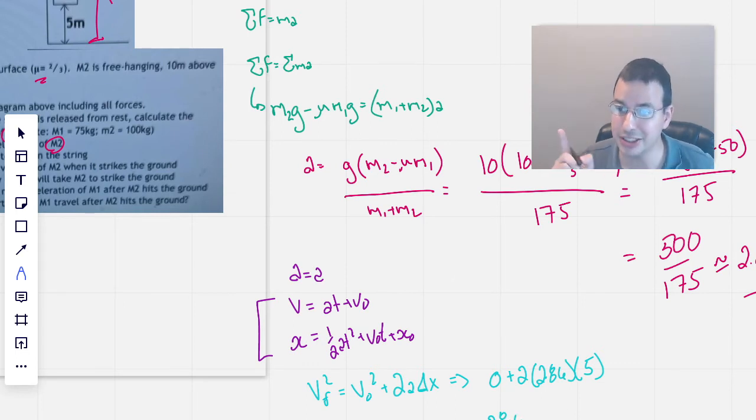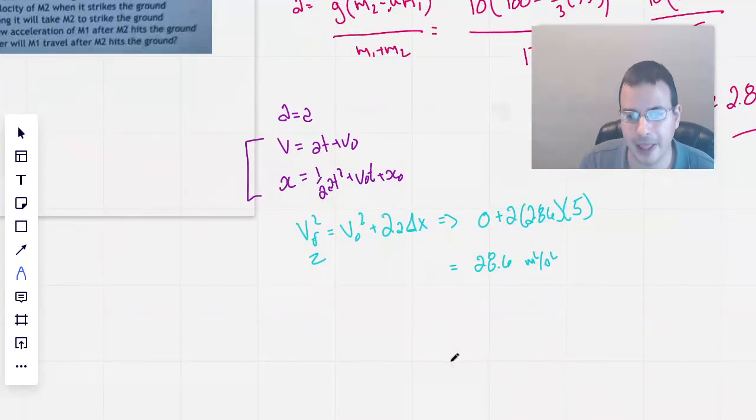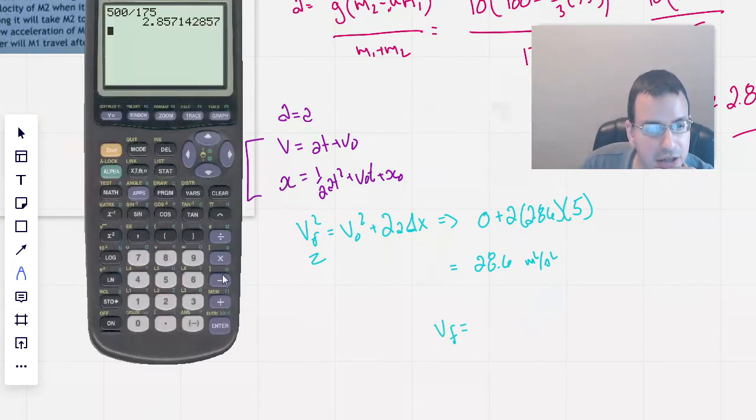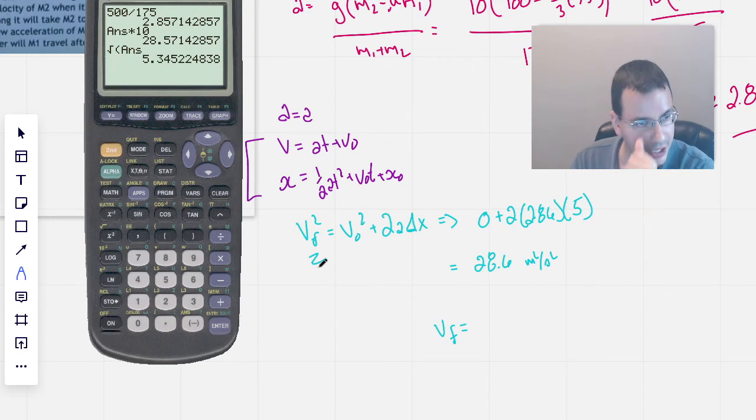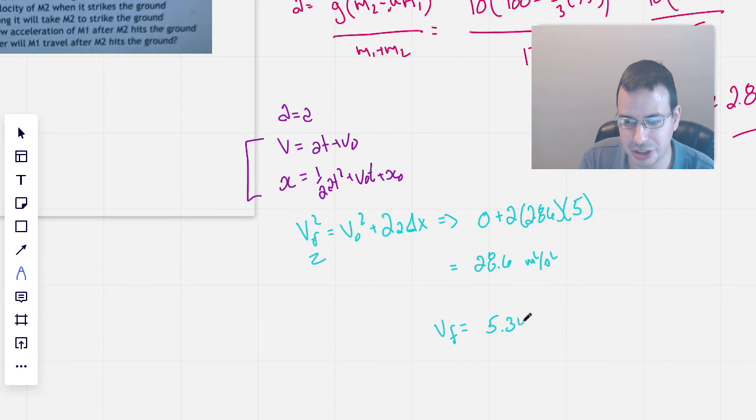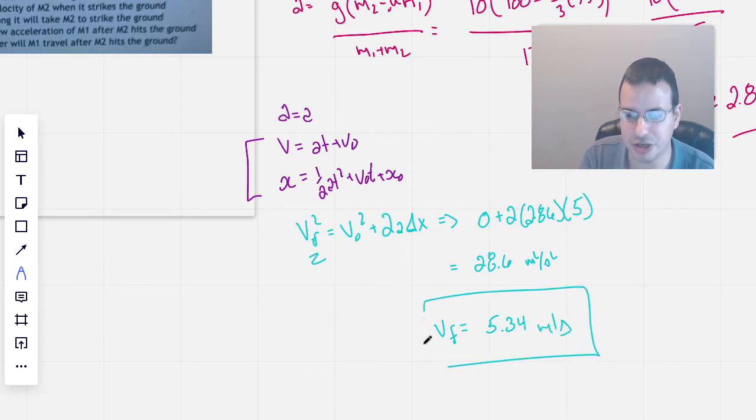You might be like, 28.6 meters per second. No, this is meters squared per second squared because it's v final squared. And therefore, v final is going to be the square root of this number, and we get about 5.34. I'm going to round down a little bit just because I used 10 up there. I know, not the proper way to round. I'm like, well, maybe I'll just try to make offsetting mistakes. Probably not a best practice, but sometimes it kind of works.